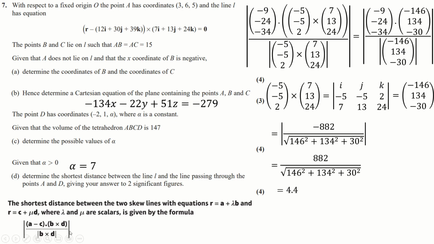Do memorize that formula since it's useful in both FP1 and core pure 1 and 2 if the shortest distance between 2 skew lines comes up. It's just a much faster way of doing it if you're comfortable with it.